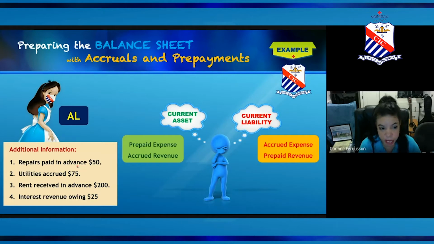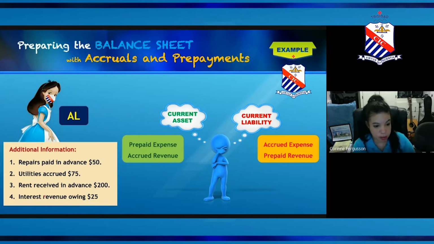Paid in advance is a prepayment. Repairs is an expense. So it's a prepaid expense, which means it goes under current assets. Next one, utilities accrued, accrual, expense, so it's an accrued expense. You look here, accrued expense, it's a current liability. Rent received in advance is a prepayment. Rent received is revenue. So what you have is a prepaid revenue. And what is a prepaid revenue? Current liability.